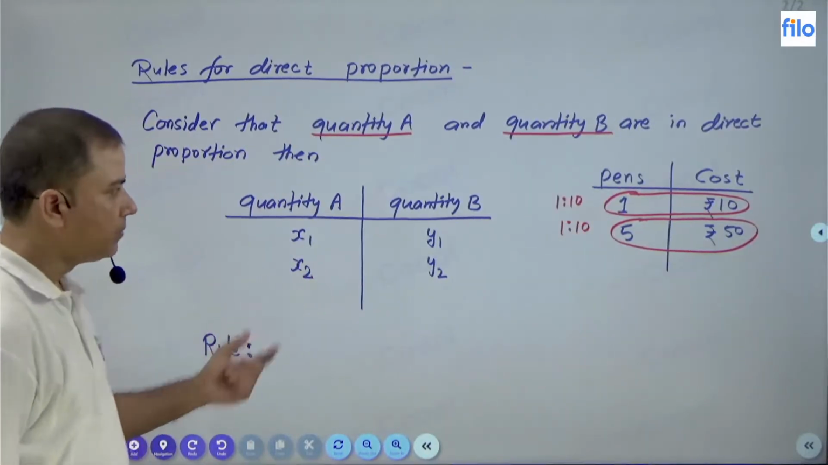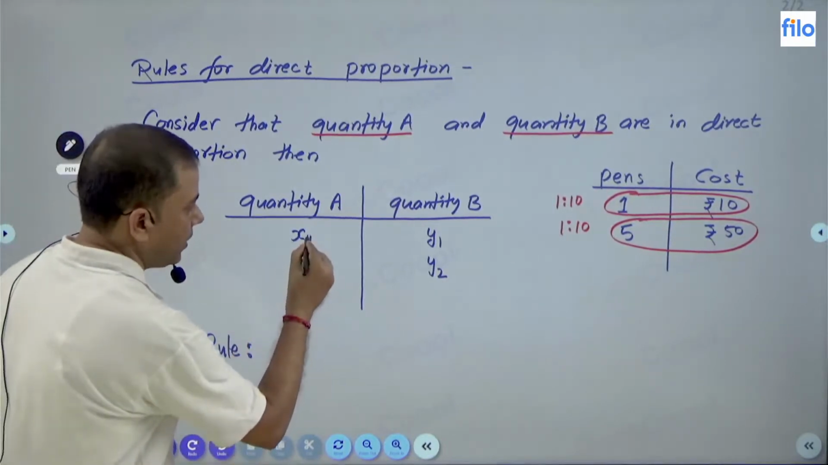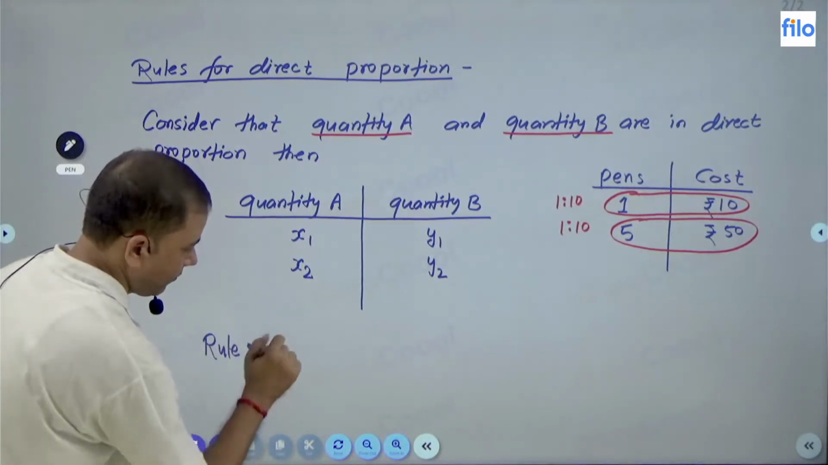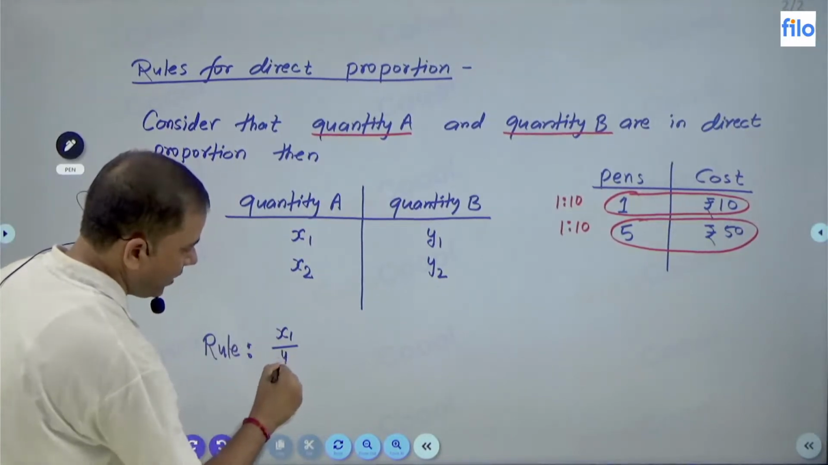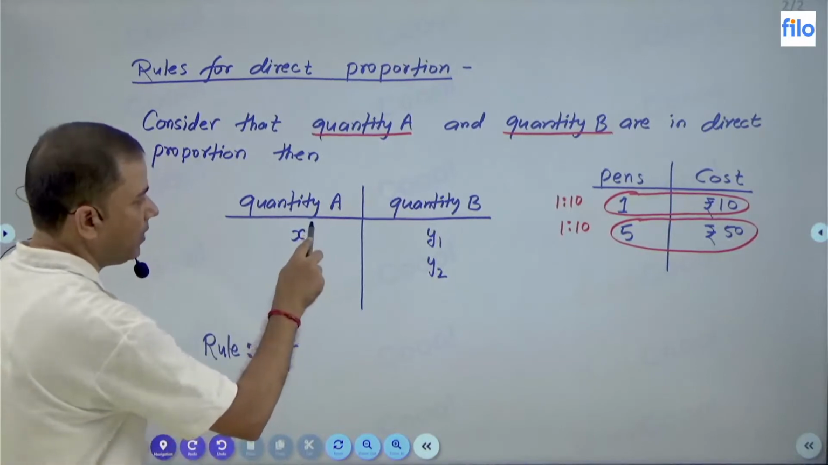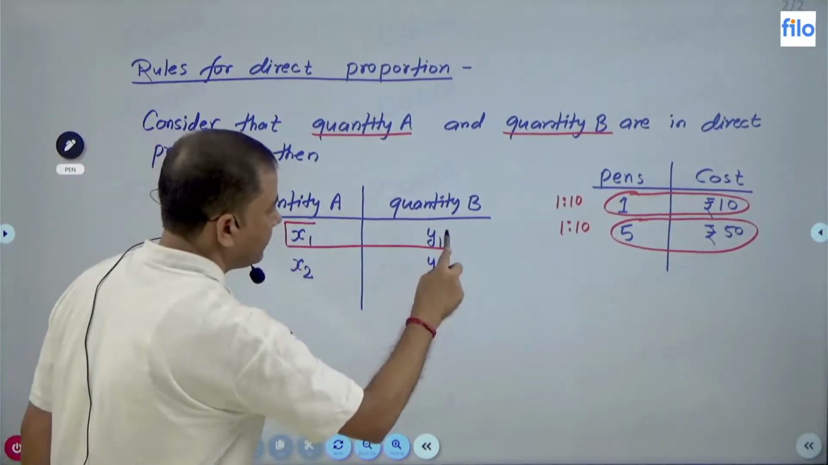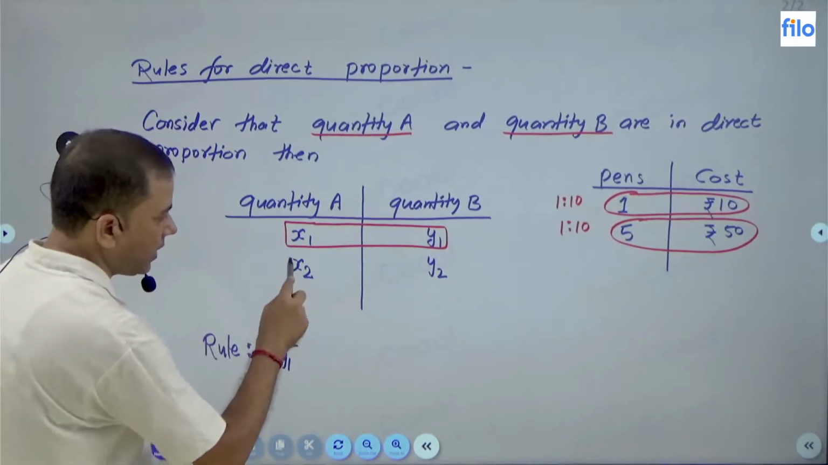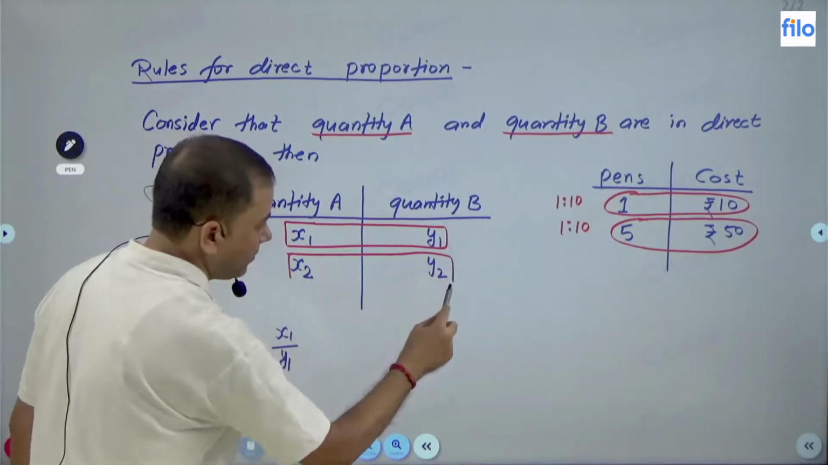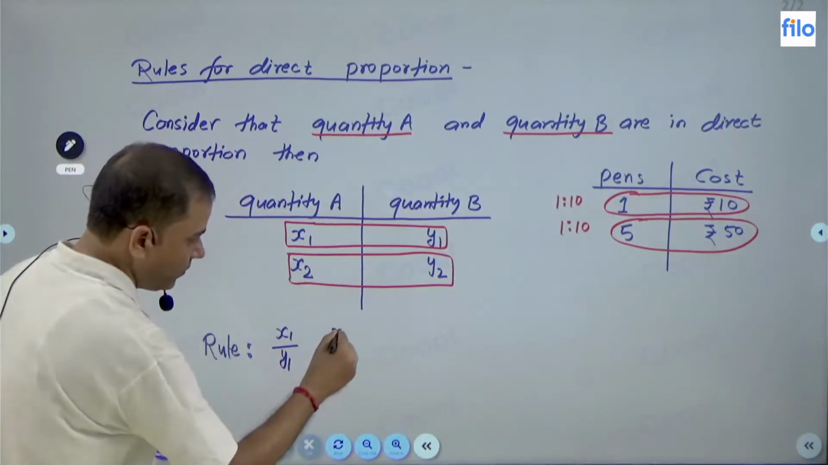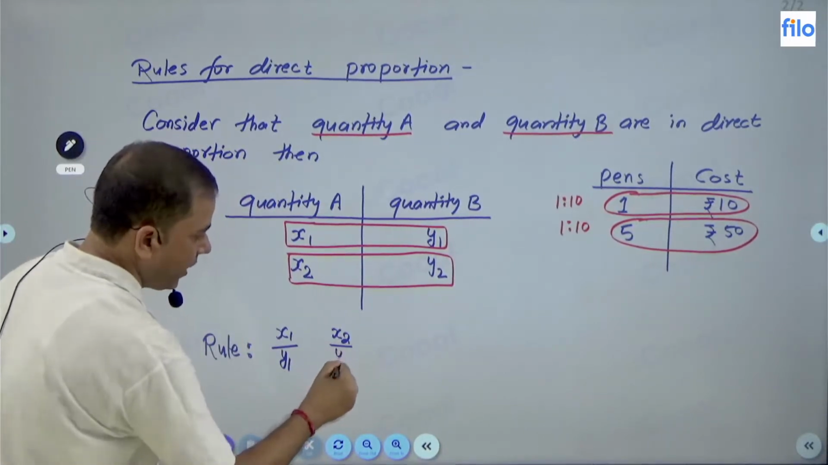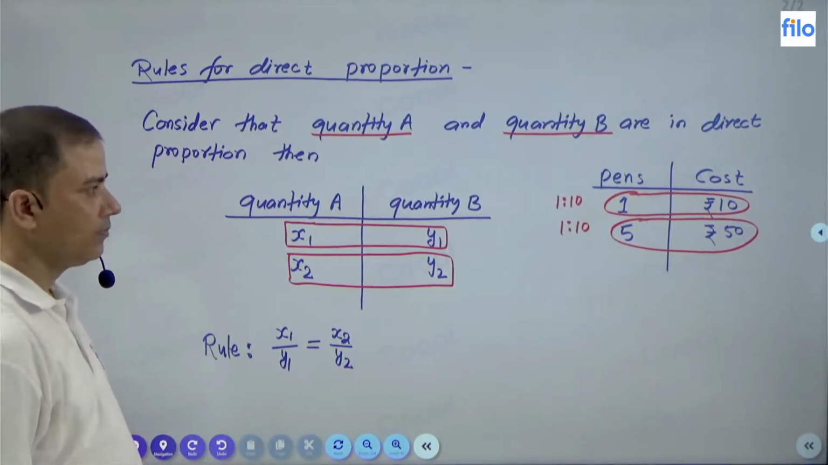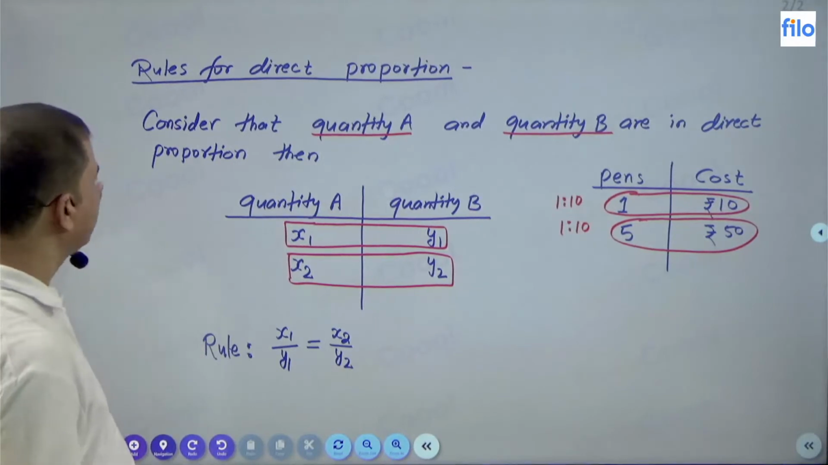So what is the rule? The rule is that x1 divided by y1, I mean the values in the first line, take the ratio of them like this, and then take the ratio of the values of the second line, x2 divided by y2. They will be equal.